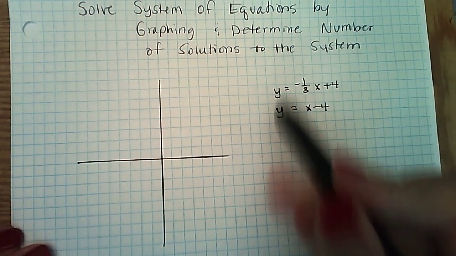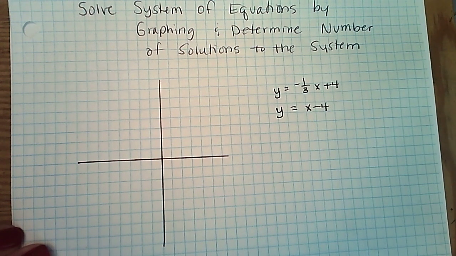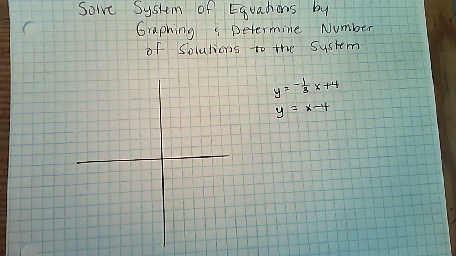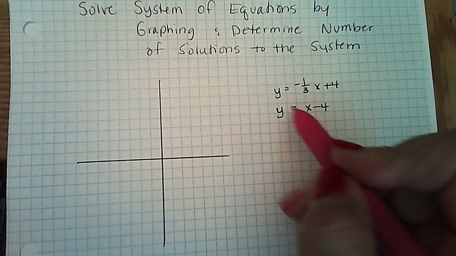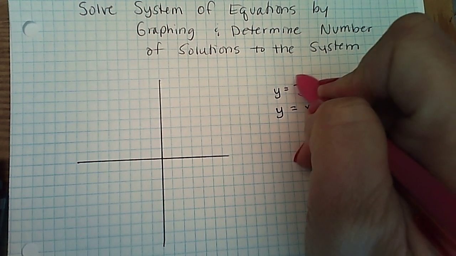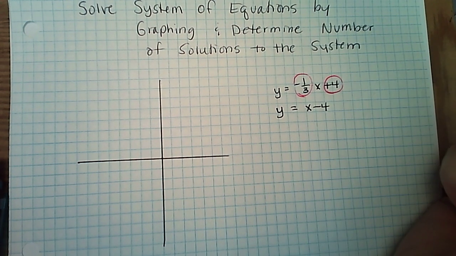So first, when I'm looking at these two, let's review how to graph them. They're both y equals, so I can graph using slope-intercept form. If you recall slope-intercept form, the first equation is already in slope-intercept form because it's y equals mx plus b. My slope sits in front of my x, and my y-intercept is the b, which sits at the end.